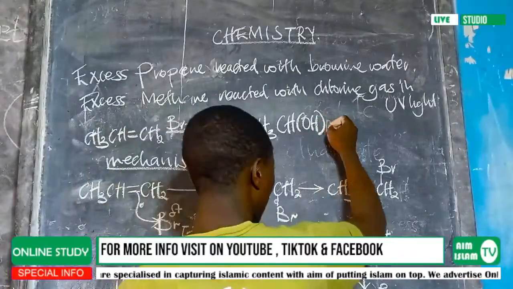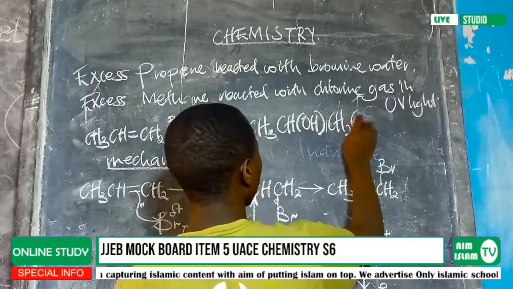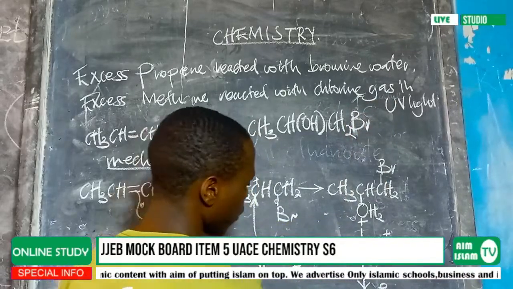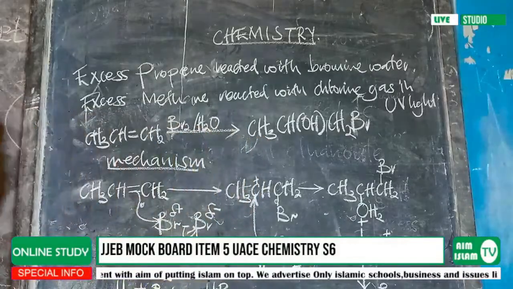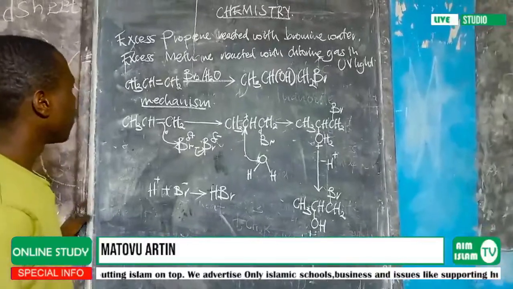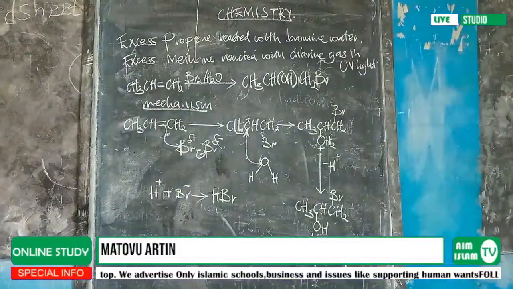Which is our 1-bromobutane. So I have to make sure that the bonds are enough for every carbon atom that is in the molecule. I think that is our mechanism. So let us go to the next part.